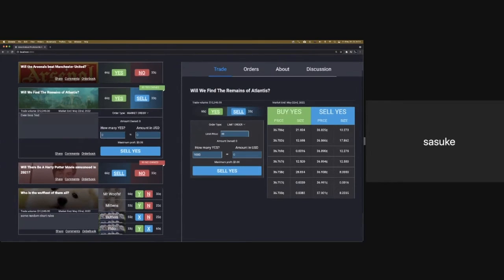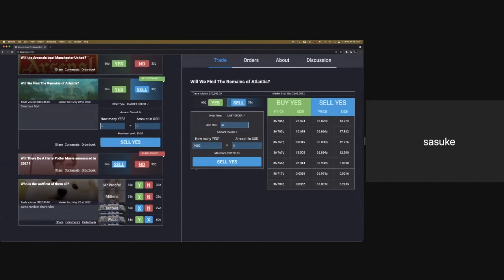This down here would be a multi-bracket market. An example of this in the real world is who's going to be the mayor of New York on a certain day. So you would be able to buy yes and no shares for a bunch of different politicians. But for now, we can just bet on who's the woofiest of them all.